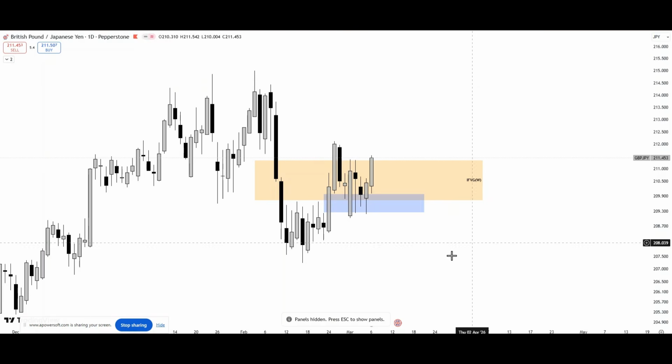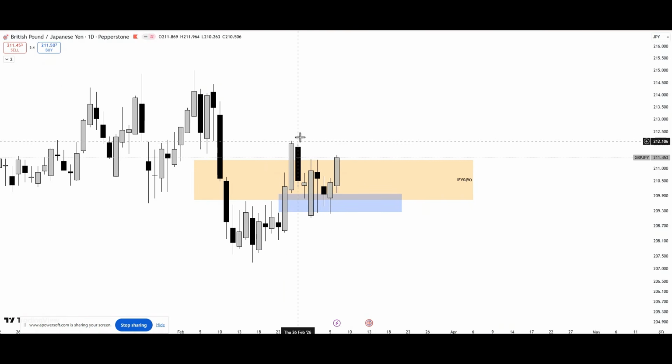So let's look at the daily time frame. If you look at the daily time frame, you can clearly see price has not inverted this daily fair value gap. Last week, in the weekly outlook, we were looking at this daily fair value gap, and we did not want to see price invert this for a bullish GBPJPY.